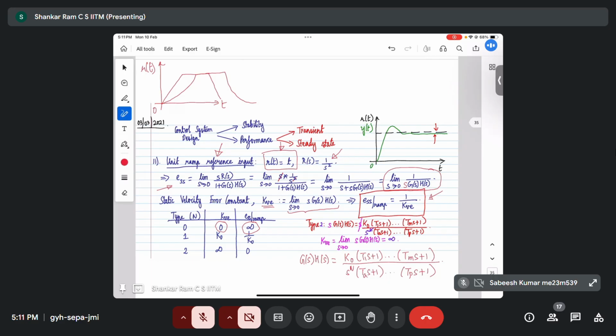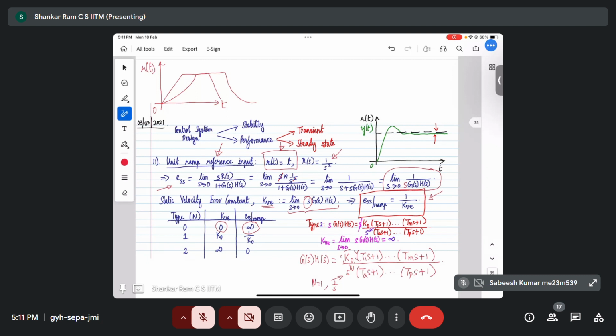Now, if you have a type 1 system, what happens? N becomes 1. There is a 1 by s term, right? So when I multiply by s, that s and s cancel off, and we are left with only K naught when we take the limit s tending to 0.